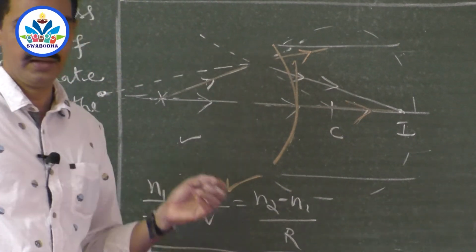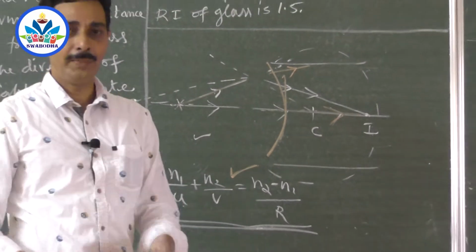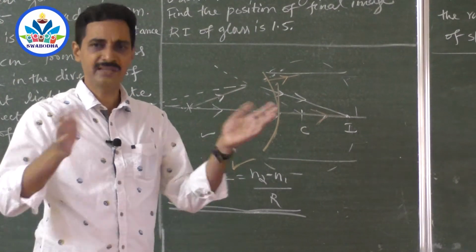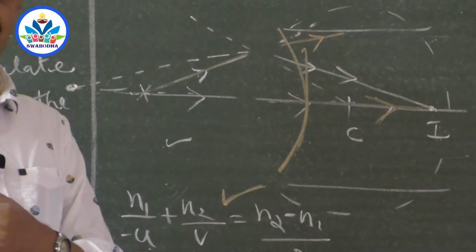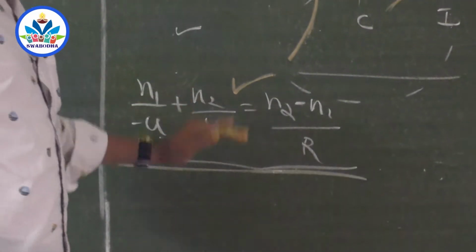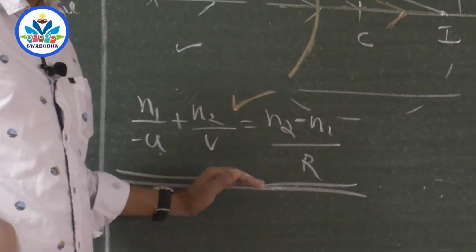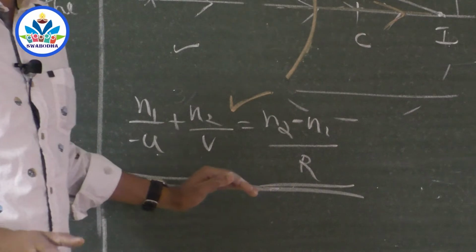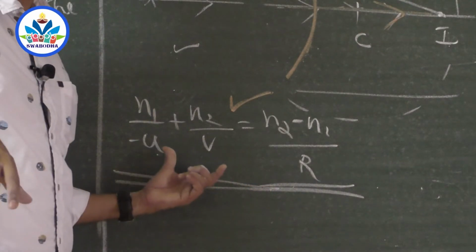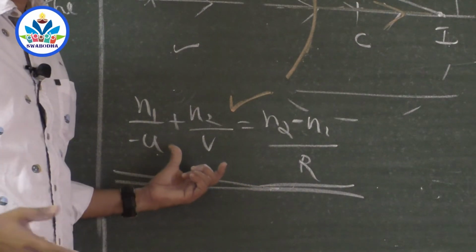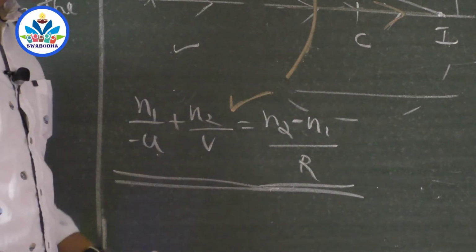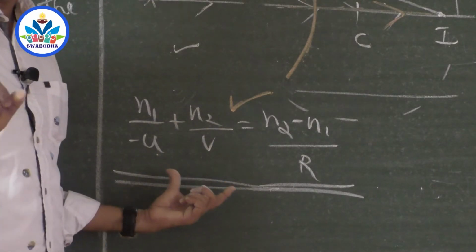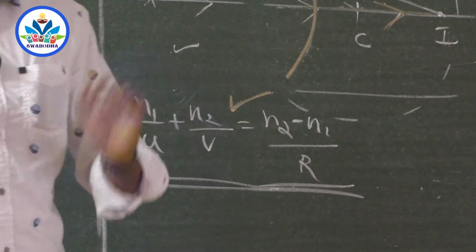Even though the formula is derived using sign conventions, because all the distances u, v are obtained by applying sign conventions in the derivation itself, again when you apply it to the problem, you have to apply the sign conventions. Whether the image is real or virtual, the surface convex or concave, whatever the condition is, this formula holds good, provided you apply the sign conventions again.